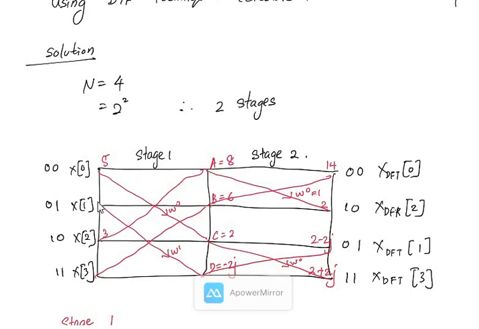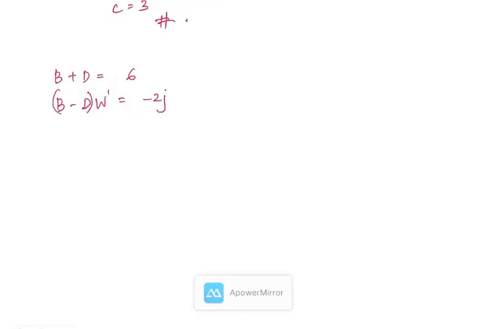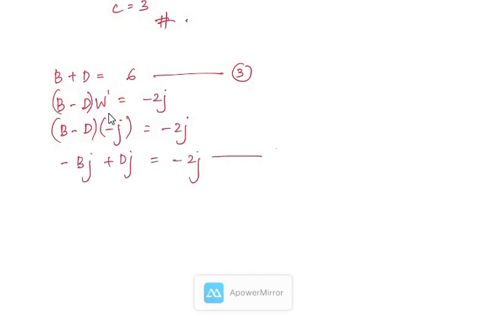Okay, next we look at B and D. So B plus D you get 6, and B minus D multiplied with W1, where W1 equal to minus j, equal to minus 2j. I assume this one is equation number 3. W1 refers to B minus D multiplied with minus j equal to minus 2j. So I multiply in, I get minus Bj plus Dj equal to minus 2j. So this is equation number 4. If we compare equations 3 and 4, there is no j in equation 3, so we cannot compare. We must multiply j to equation 3. So you get Bj plus Dj equal to 6j. This is equation number 5.